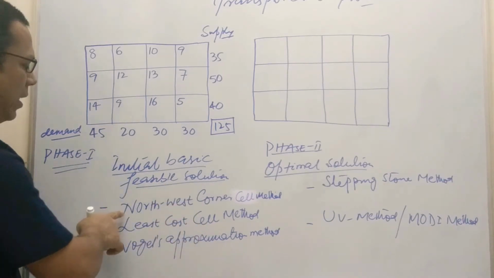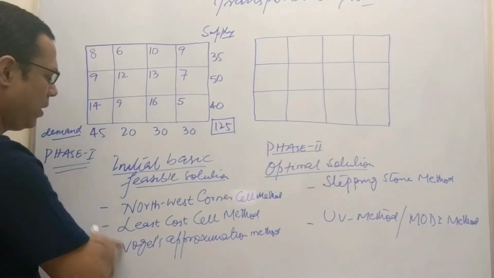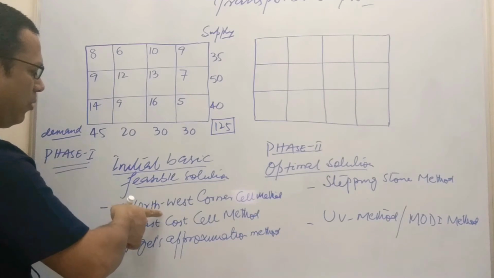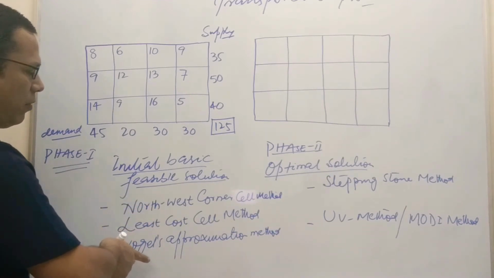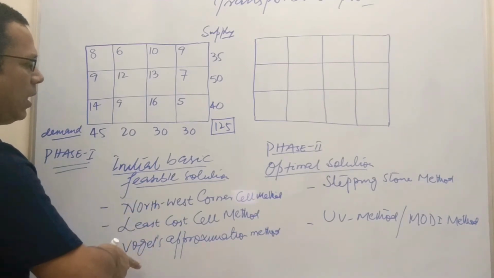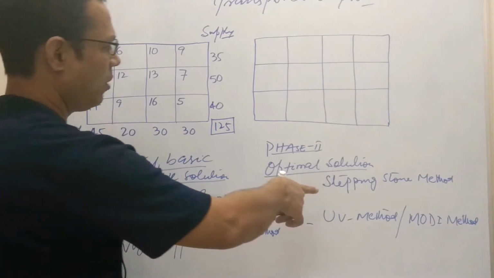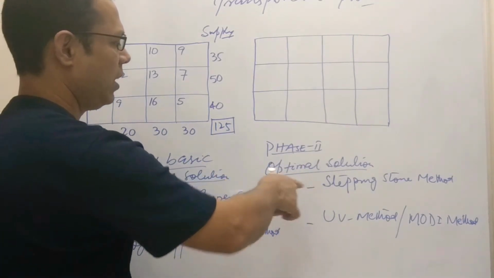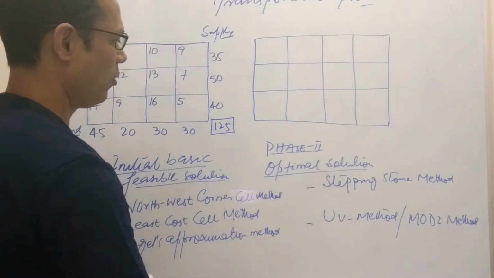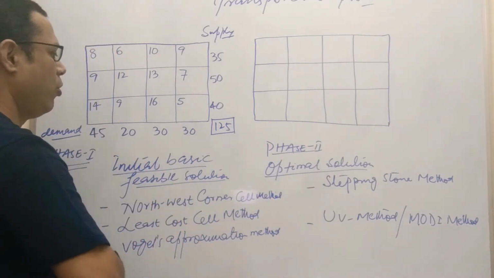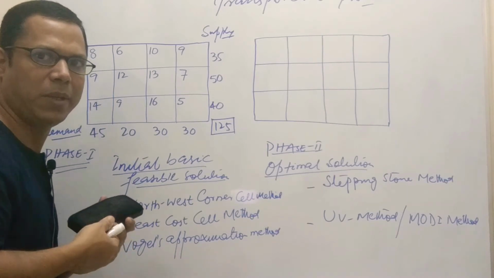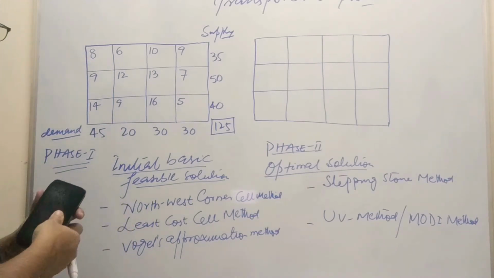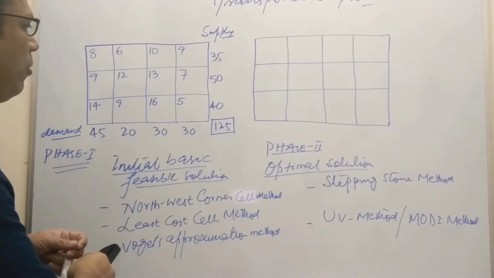We can take either of these solutions once the problem gets solved by using northwest corner, least cost or Vogel's approximation. We can take either of these to proceed to phase 2 to get the optimal solution. For the optimal solution there are two methods: the stepping stone method and the UV method. We'll proceed one by one on how to solve these types of problems to get the initial basic feasible solution, and later we'll get the optimal solution.